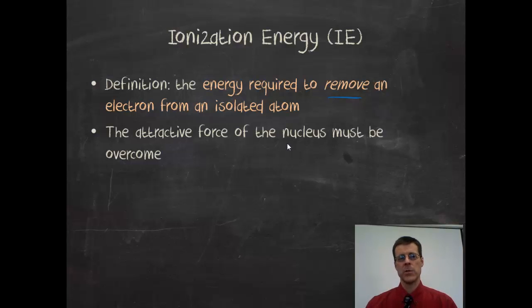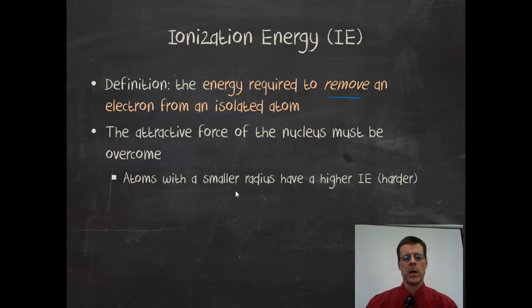Certain atoms have a greater pull on the electrons. They've pulled them in nice and tight. They've made it a nice small atom. And that means they're already holding on to those electrons more tightly. That means it's going to be harder to remove it. So atoms with a smaller radius have a higher ionization energy.